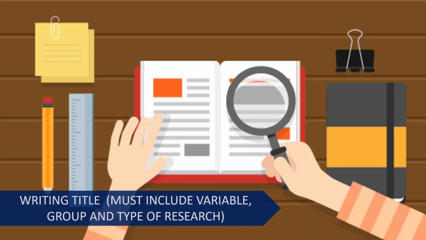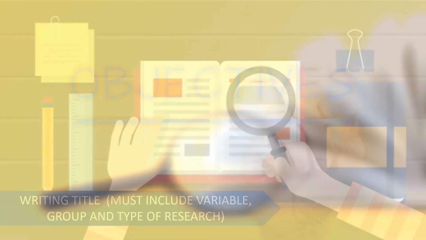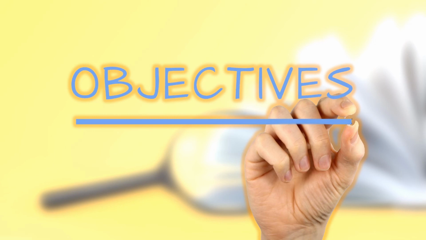Why school context? Because we are dealing with action research to be conducted in school premises by the teacher. So in this case, the variable will be selected from the school context. Then when they are writing the title, it must contain the variable, the group on which the action research has to be conducted, and the type of research. And when they are writing objectives, these objectives need to be pinpointed and directional.